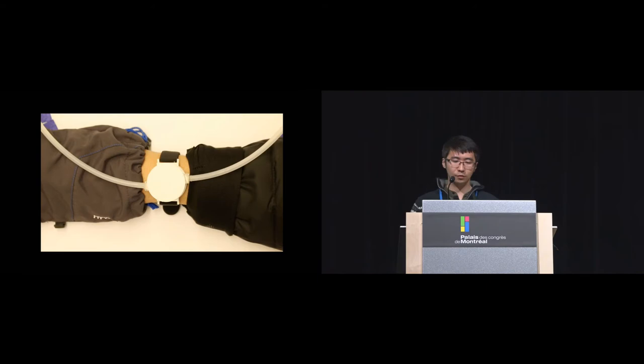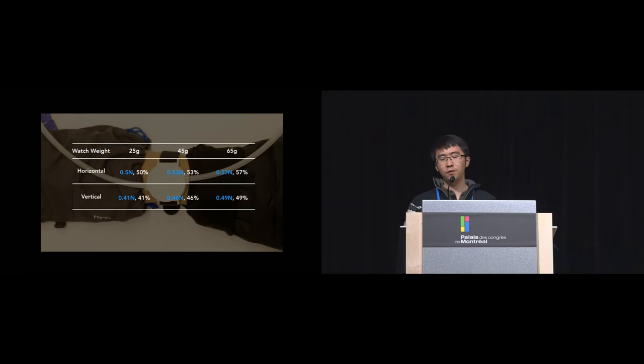Here are the JND results in each tested condition. No significant effect was found of the force direction and watch weight. From the study results, we can know that if we want to simulate two different virtual impacts, the force magnitude difference should be larger than about 0.5 Newton.